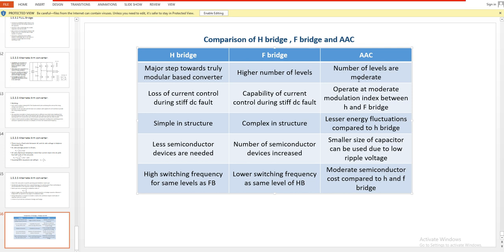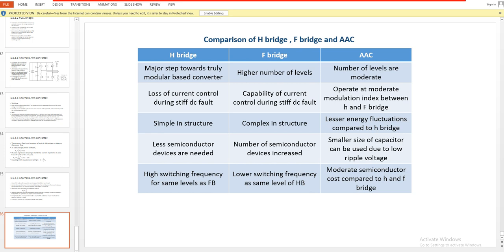Now in the alternate arm converter, we see that the number of levels is moderate, or not more as compared to half bridge. It can operate at a moderate modulation index between half bridge and full bridge, which was 4 by pi, and it has lesser energy fluctuation as compared to half bridge, but as compared to full bridge it will be more. And the size of capacitor needed is smaller, due to low ripple voltage, and moderate semiconductor devices are used compared to half bridge and full bridge.